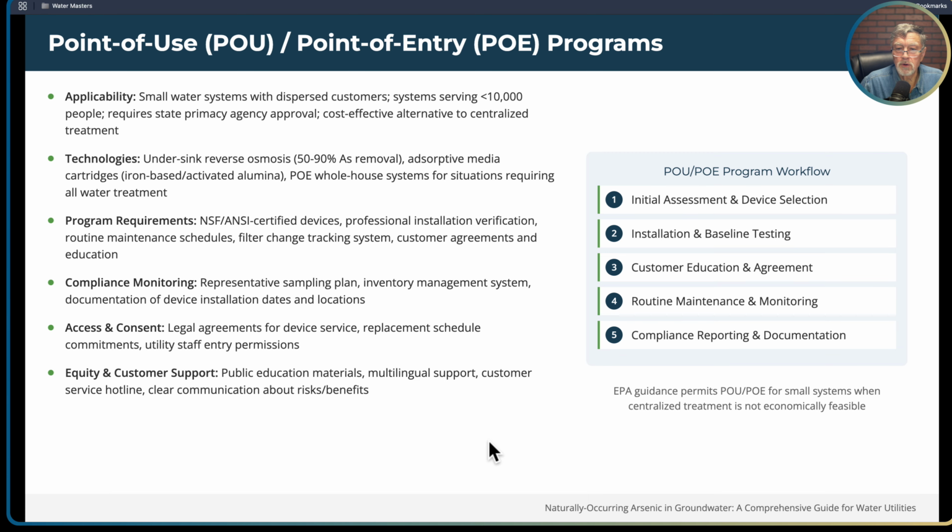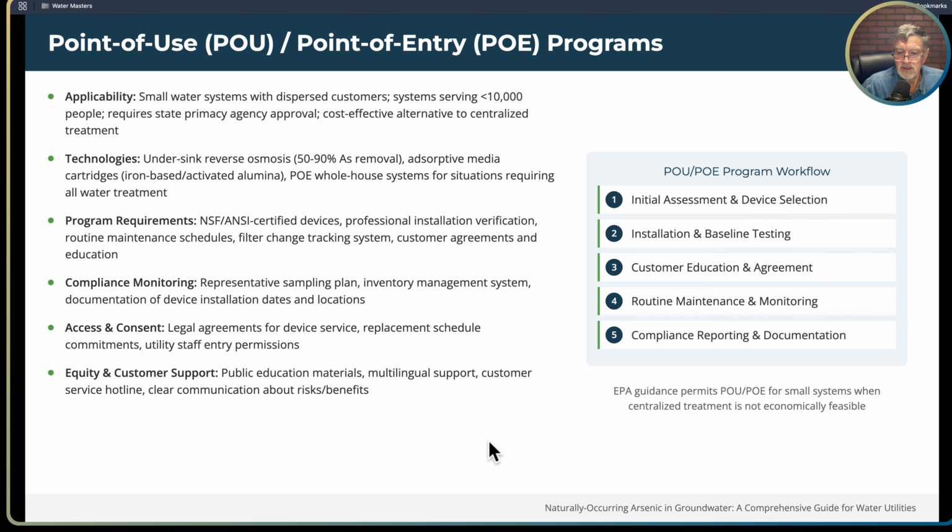So we got the program flow there. You need to look at the initial assessment and the individual situation and some baseline testing, educate the customers, and have an agreement with them so they understand who's responsible for what. The routine maintenance, the monitoring needs to be set up, and compliance reporting and documentation. You're going to have to document and keep those documents. And that's how you protect yourself under this.